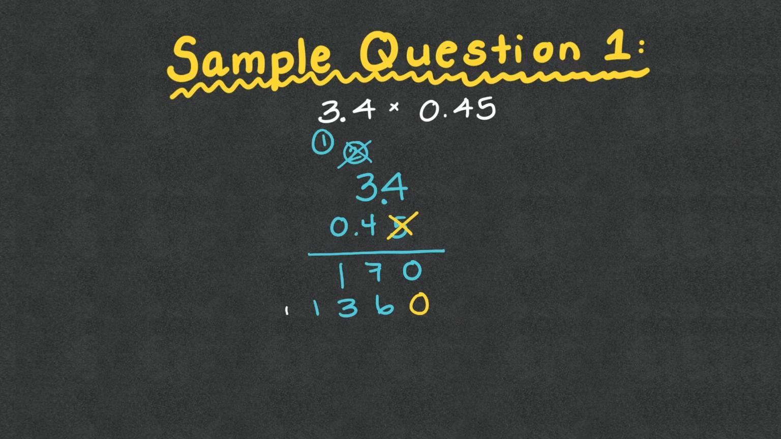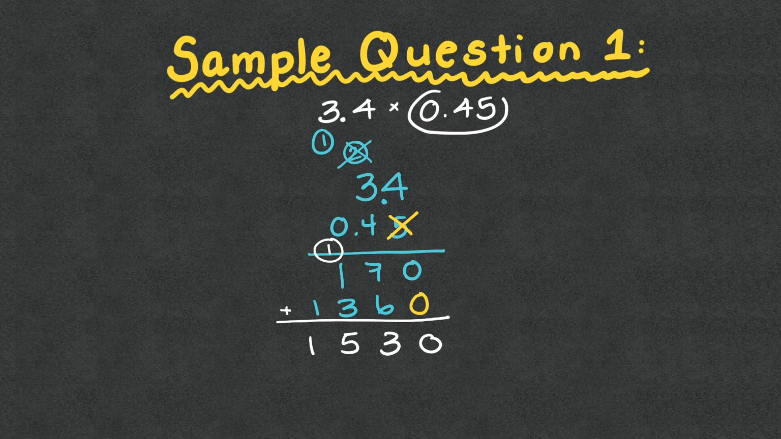Remember, I'm now going to add these together. So that's 0. 7 plus 6 is 13. Drop the 3, carry the 1. 1 plus 1 is 2, plus 3 is 5. Bring our 1 here. Now, reasonableness says that 3.4 is being multiplied by a number less than 1 whole, so our answer should be less than 3.4. That may give you a hint of where to put the decimal point.